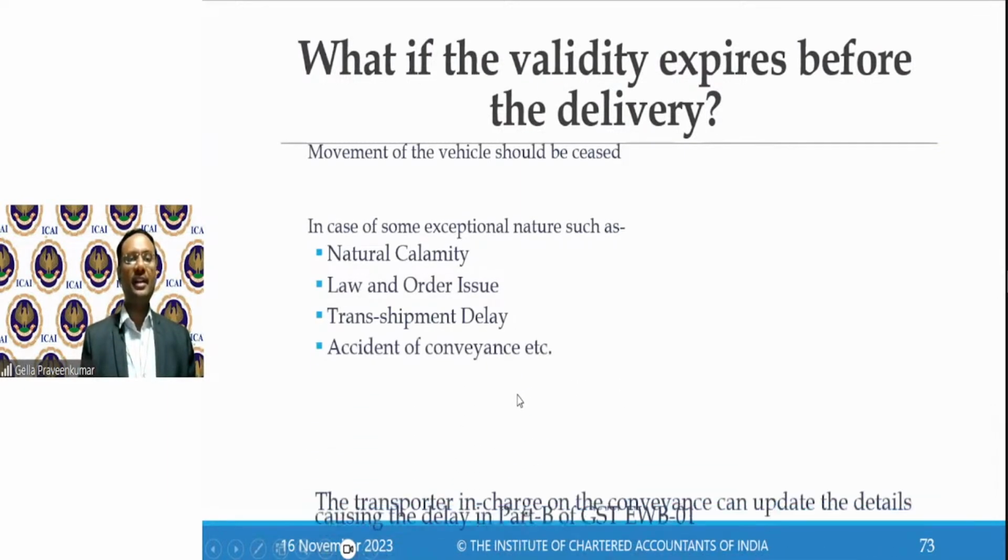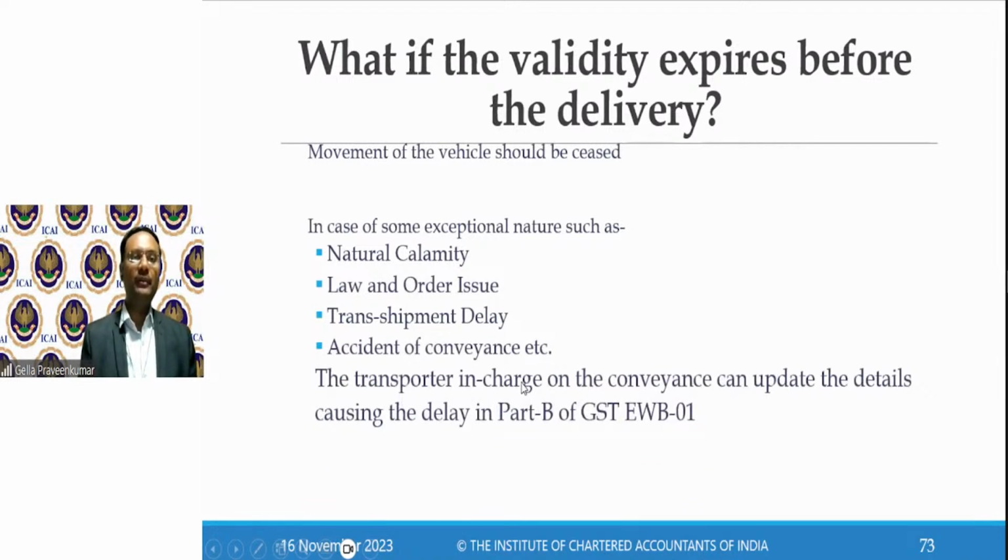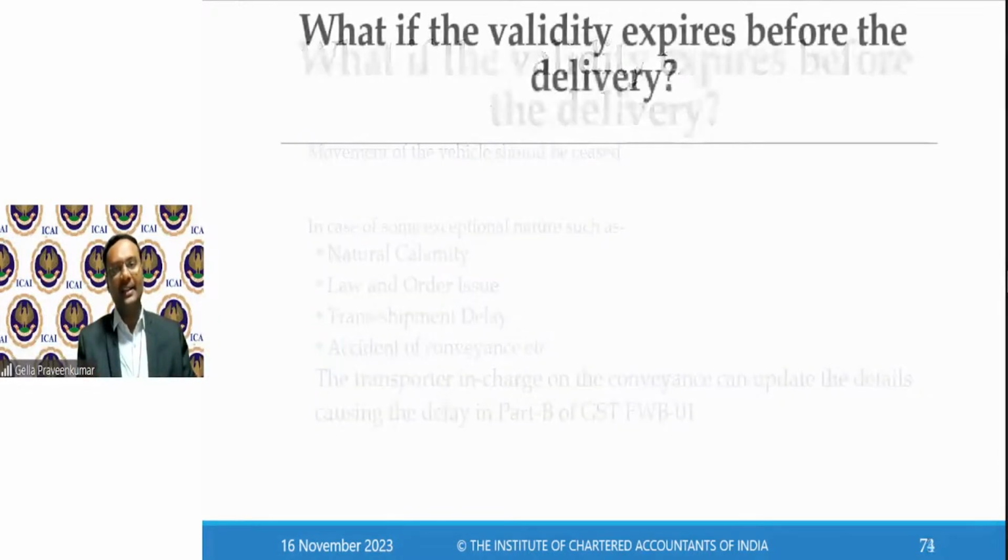Now, reasons for delay: the movement of the vehicle should have ceased. What if validity expires before delivery? In case of exceptional circumstances, such as natural calamity, law and order issue, transshipment delay, or accidents of conveyance, the transporter in charge of the conveyance can update the details causing the delay in Part B of the GST e-way bill. So the law says there are multiple reasons beyond your control, so you can update your e-way bill and get your validity extended.